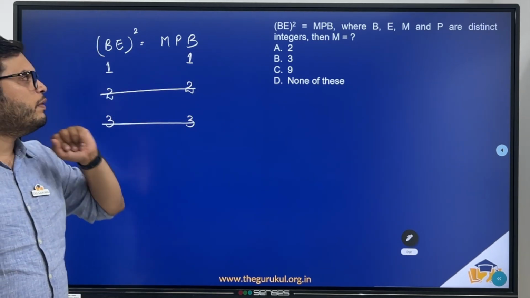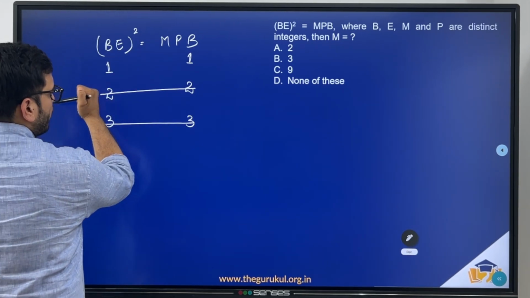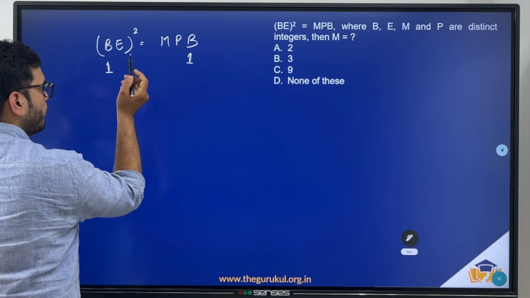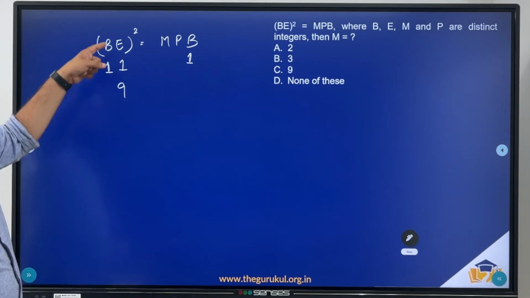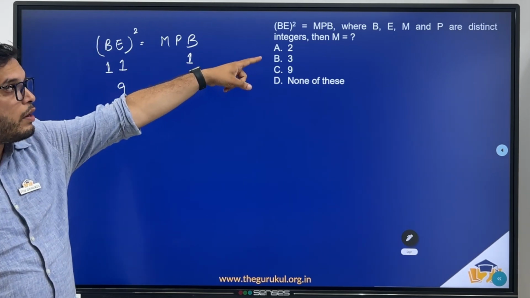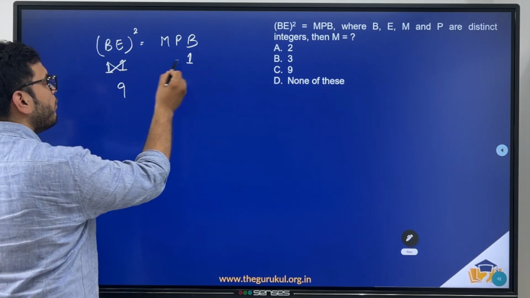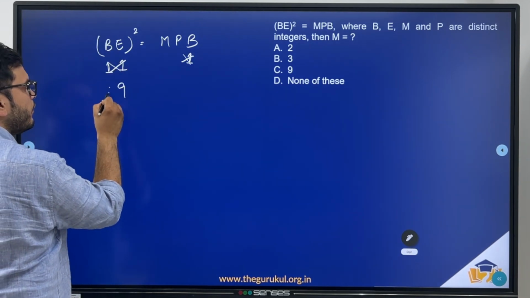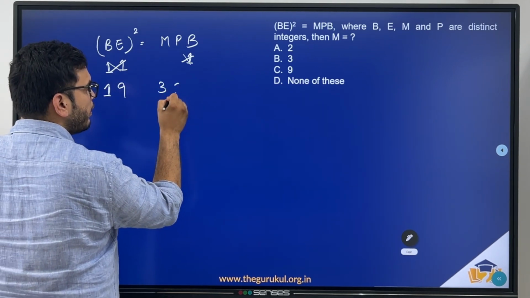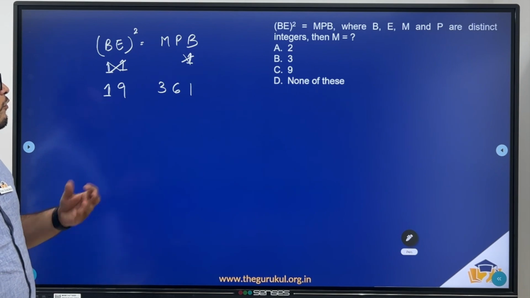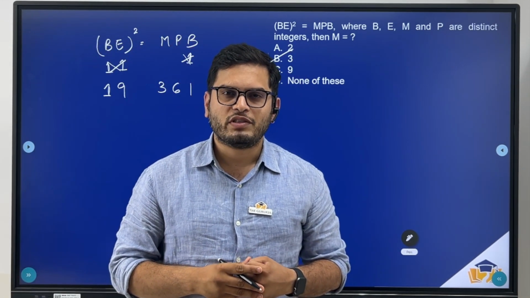So the value of B has to be 1. Now if the value of B is 1, to have a perfect square ending with 1, the value of E should be either 1 or 9. Can the value of E be 1? No, because it is mentioned that B, E, M and P are distinct integers. You cannot have same values for B and E. So the value of E has to be 9 only. So 19 square is 361. So the value of M has to be 3. Hence option B should be the answer to this question.